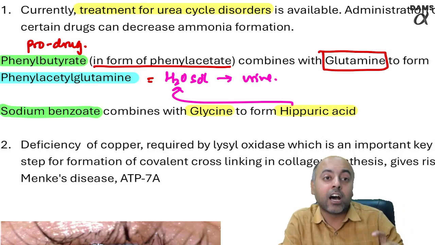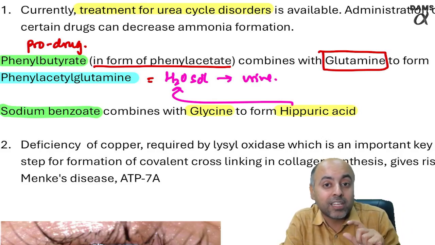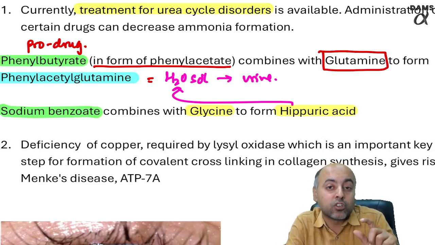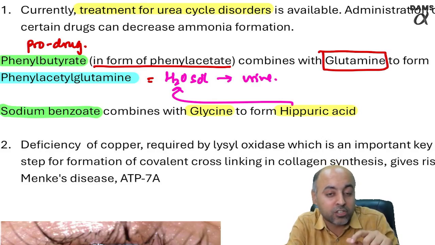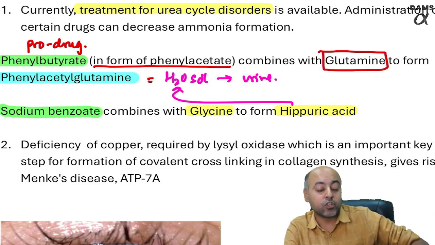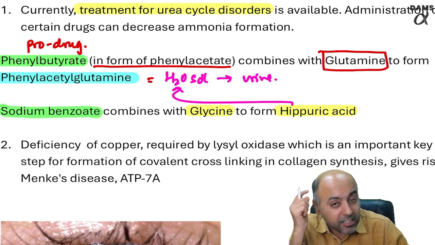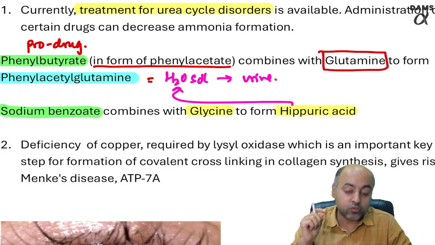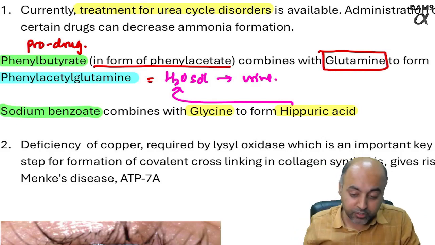The two drugs are non-specific. They can be used in any type of urea cycle disorders. All the 8 subtypes of urea cycle disorders, in each of them, this can be used because it is directly targeting the ammonia level, and therefore it is useful in all the different types of urea cycle disorder.